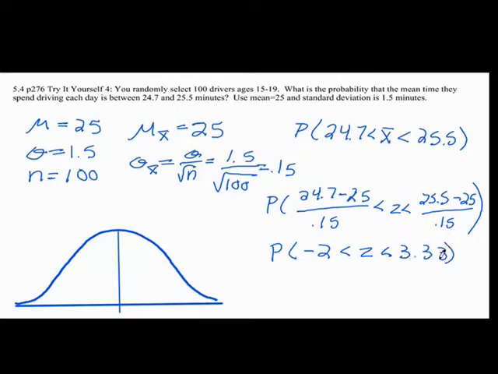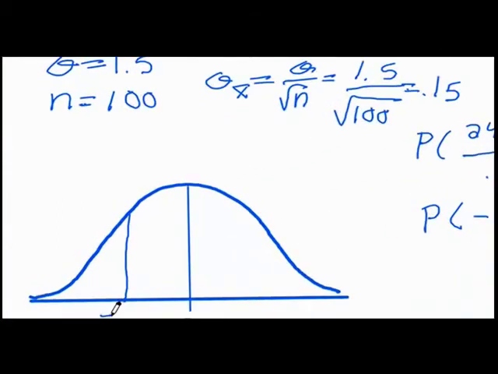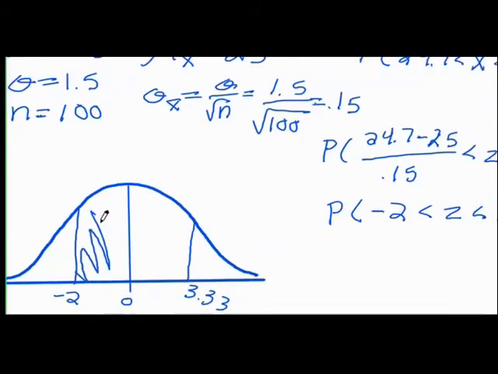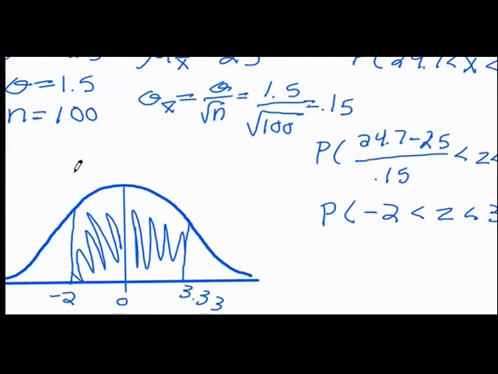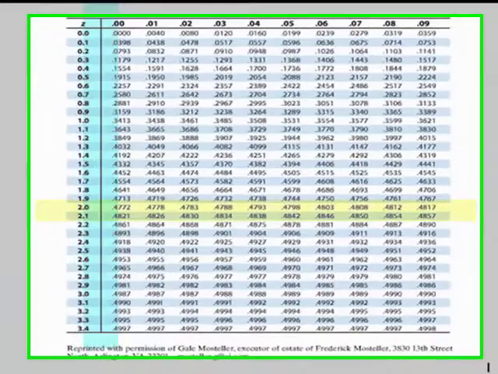3.33. So on our curve, the -2 is on the left of 0. Here's our 0. There's our -2. And then the positive is the 3.33. So we're trying to find the area from this -2 all the way up to the 3.33. So we're going to find these two areas, the area for the -2 to 0 and then the 0 to 3.33.